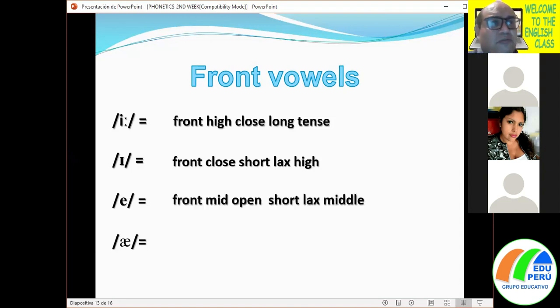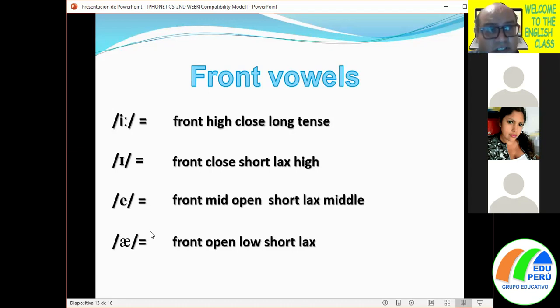Front, mid, open, short, lax. So again, front is the part of the tongue. Mid open is the position of the lips. Short is the length of the sound. Lax is the tenseness of muscles. And mid is the position or height of the tongue. And again, here you have the five characteristics.